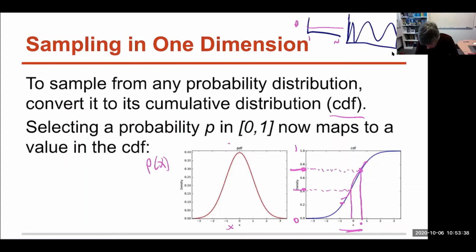Okay, so what we've got here is, the PDF tells you what is the probability of seeing a particular value of X. What is the CDF telling you? The CDF is telling you what's the probability of getting an X less than something. That's what the cumulative distribution is doing, right?